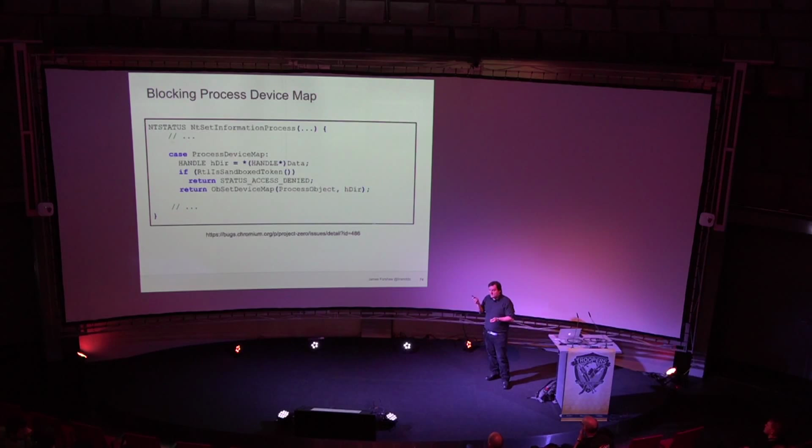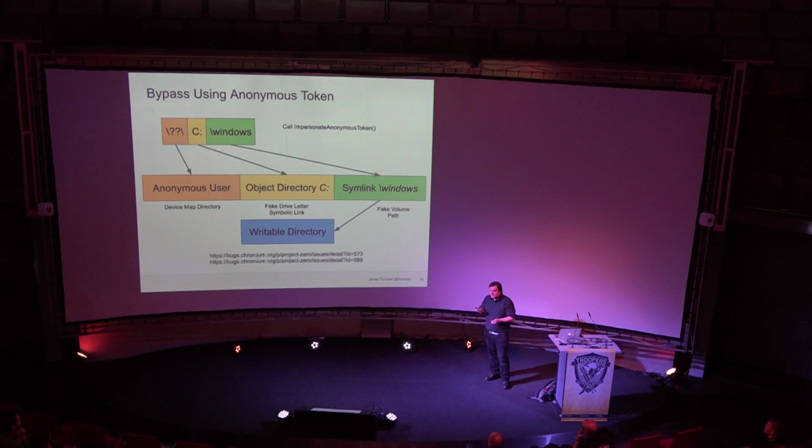By the time I saw the patch, I already had my bypass exploit working, which instead used the facility of impersonating the anonymous user. And the anonymous user has a device map which everyone can write to. I just use that instead and do it that way.